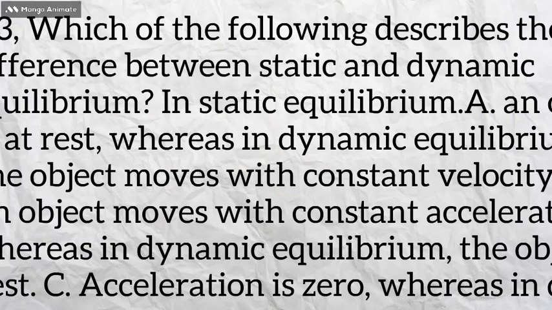Explanation: in static equilibrium, the object is at rest, velocity equals 0. In dynamic equilibrium, the object is moving at a constant velocity, still with no net force or acceleration. In both cases, the net force and net torque are 0, meaning acceleration is 0.